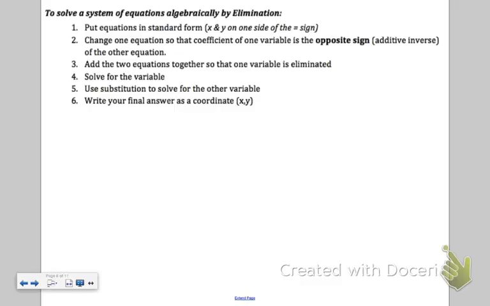Be sure to reference these 6 steps, which are on the top of your classwork handout, to help you with your problems today.